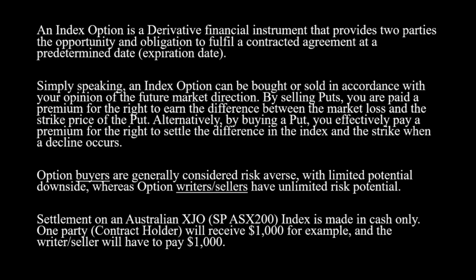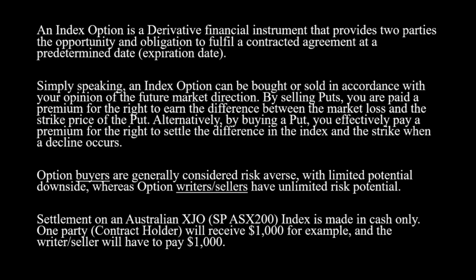Okay, index options. An index option is a derivative financial instrument that provides two parties the opportunity and or obligation to fulfill a contract agreement at a predetermined date or an expiration date. Simply speaking, an index option can be bought or sold in accordance with your opinion of future market direction. By selling puts, you're paid a premium for the right to earn the difference between the market loss and the strike price of that particular put.